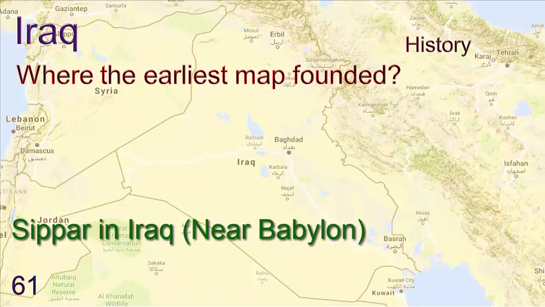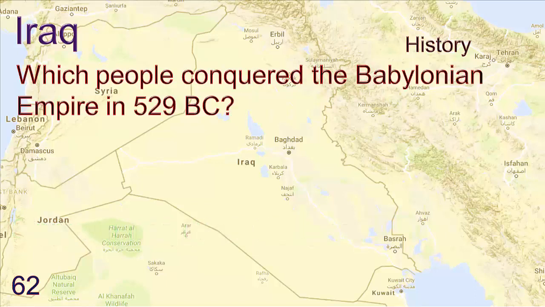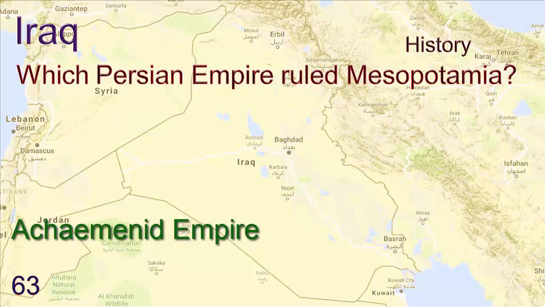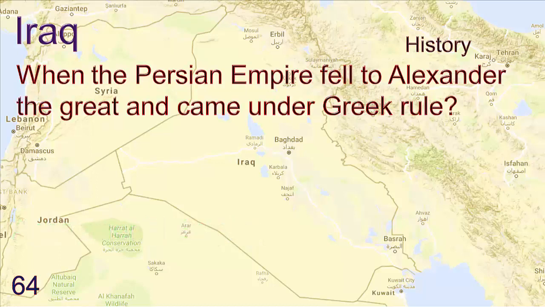Sippar in Iraq near Babylon. Which people conquered the Babylonian Empire in 529 BC? Answer is the Persians. Which Persian Empire ruled Mesopotamia? Achaemenid Empire. When the Persian Empire fell to Alexander the Great and came under Greek rule? In 331 BC.